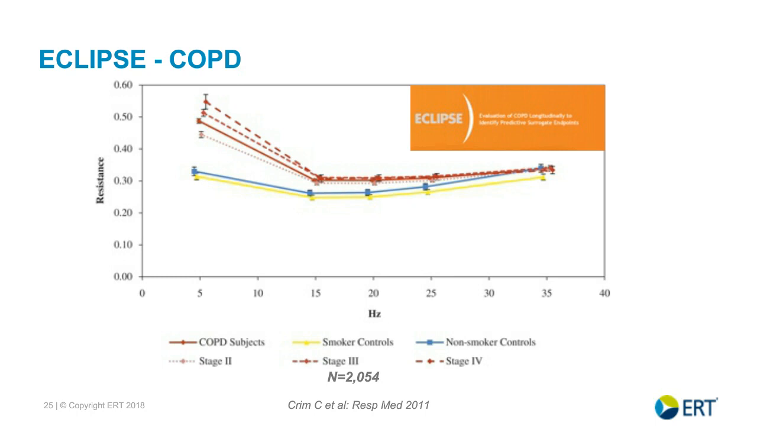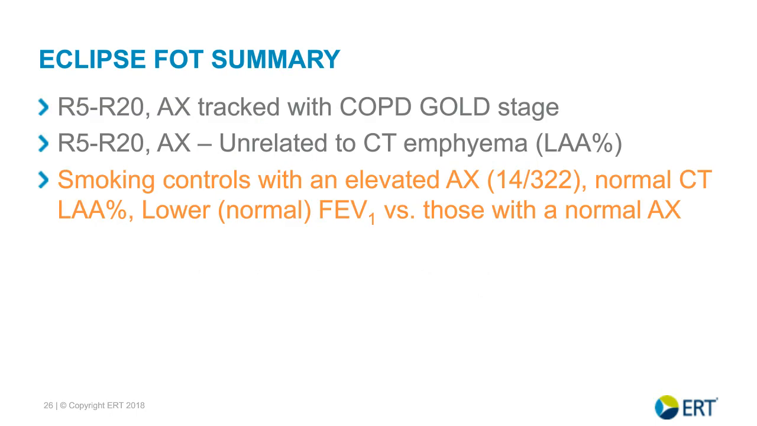However, if you look more closely at the data, I told you that the R5 minus R20 and AX track with gold stage. They weren't actually related in this study to overall emphysema burden, but remember that's not the same as looking at the distribution of the emphysema burden, so it doesn't detract from the message that I told you earlier in asthma. But in the smoking controls, just under 5% of patients had an elevated AX that was outside of the 90% confidence interval in the non-smoking controls.